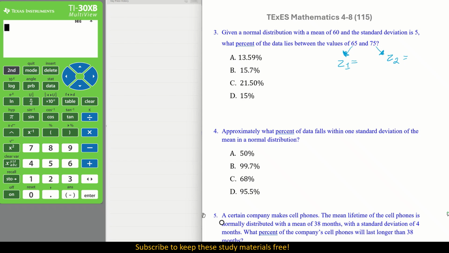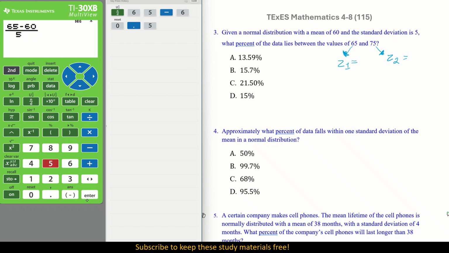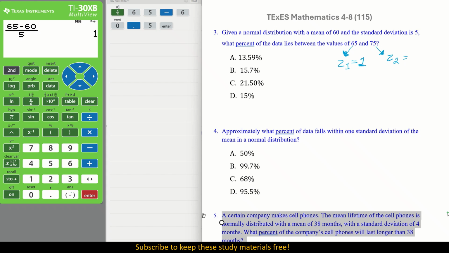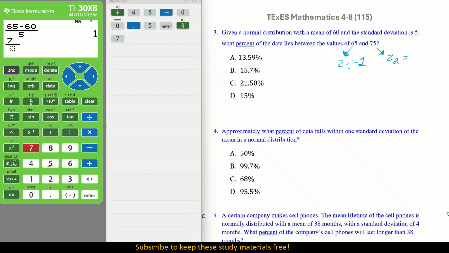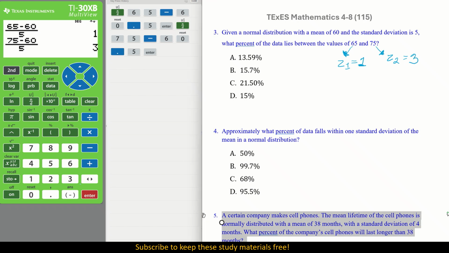So let's have our fraction, and we should have 65 minus 60, now divide by that standard deviation of 5. Enter, first z-score: 1. Now let's do our second one, and that will be 75 minus 60 divided by the 5, and that will be 3. Okay, so we have to subtract these.